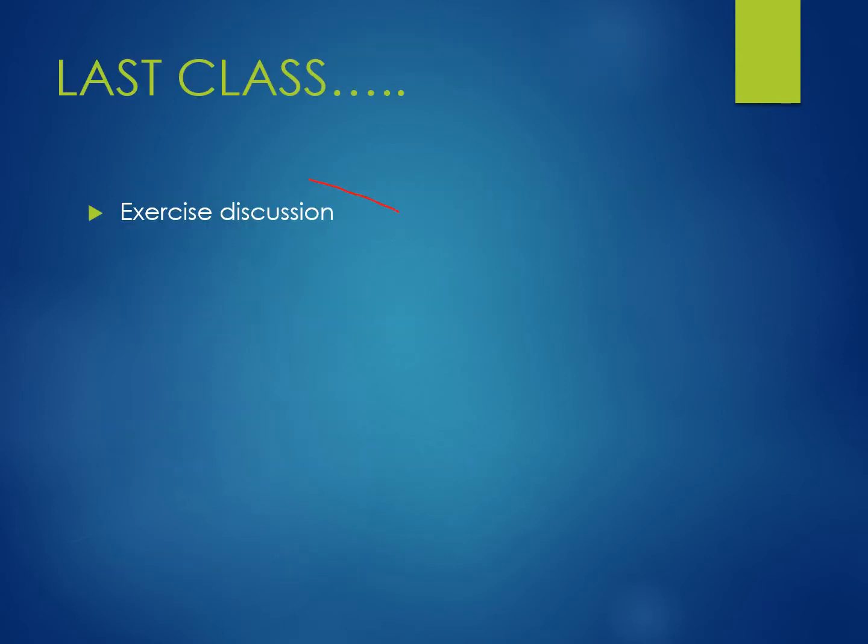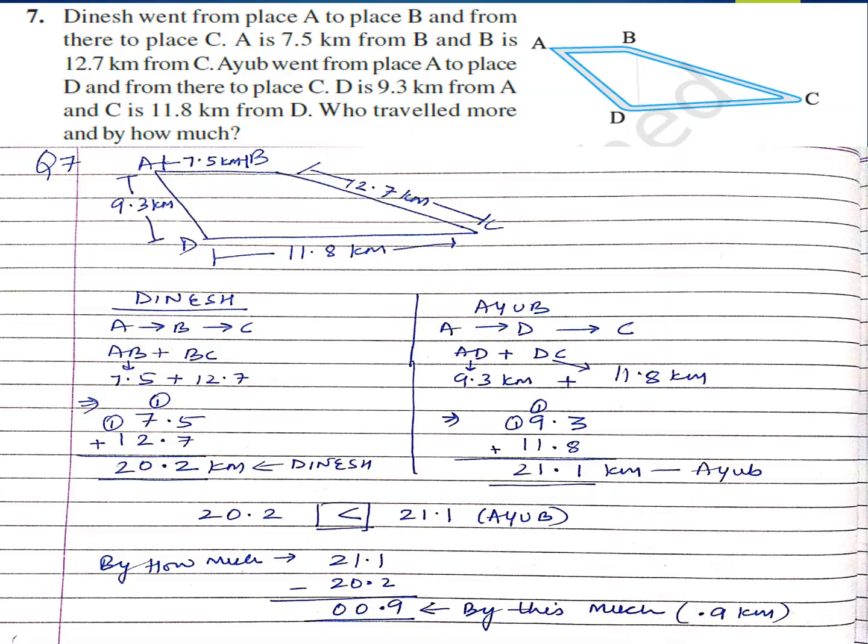In the last class, we discussed some questions in the exercise. Today, we will continue from there only. Question number 7. I gave you this as homework. Let's discuss this. Question number 7 is: Dinesh went from place A to place B.